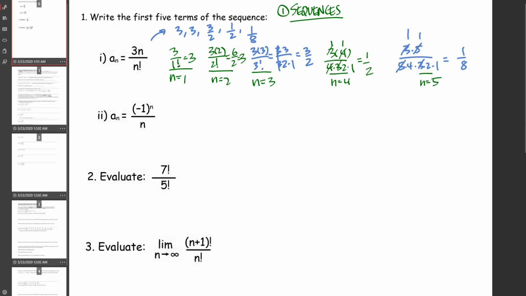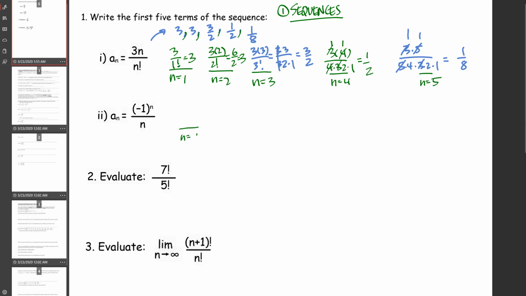Notice sequences have commas in between. That's super important to note, because later on when we get confused with series, series have plus signs in between, which means something completely different. All right, let's look at the second problem here, the first 5 terms of this sequence.